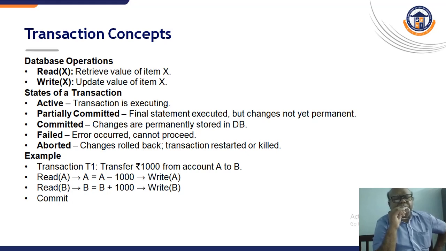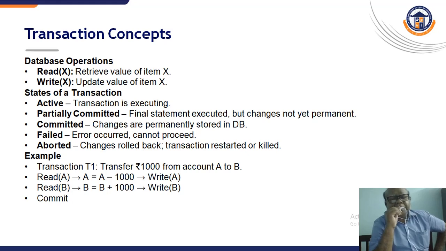States of the transaction: active state, partially committed state, failed state, abort state. Active state: the transaction is executing, whether it may be a debit operation, credit operation, or money transfer. When you are doing that operation, it is called an active state. Partially committed state: the final statement is executed, but the change is not yet permanent. The updated information will be in the buffer, it will not be stored in the database. Committed state: the changes will be moved to permanent storage.